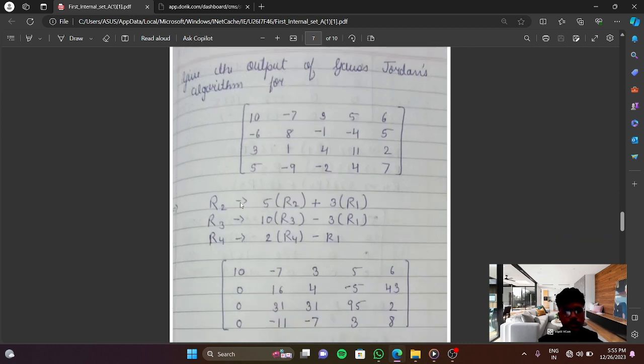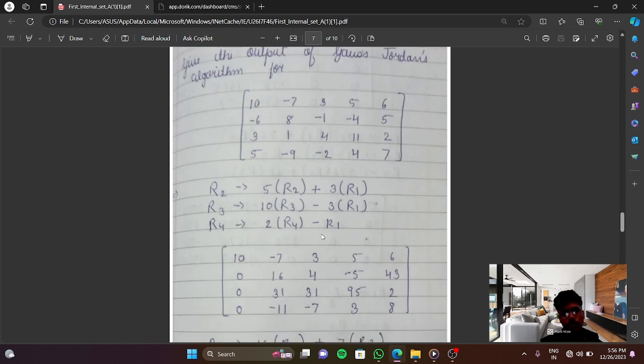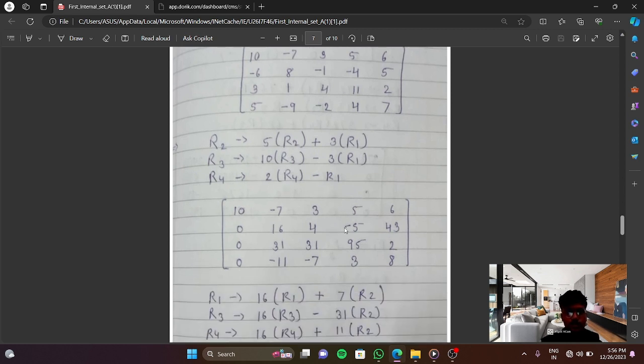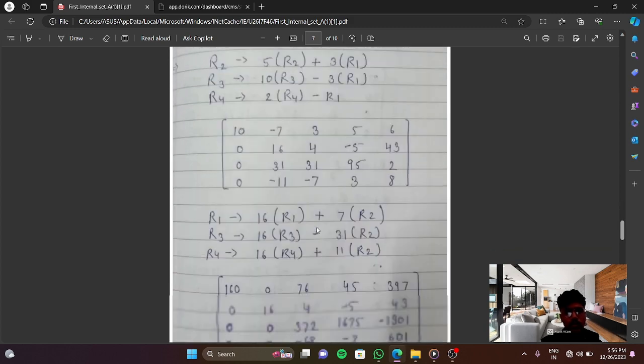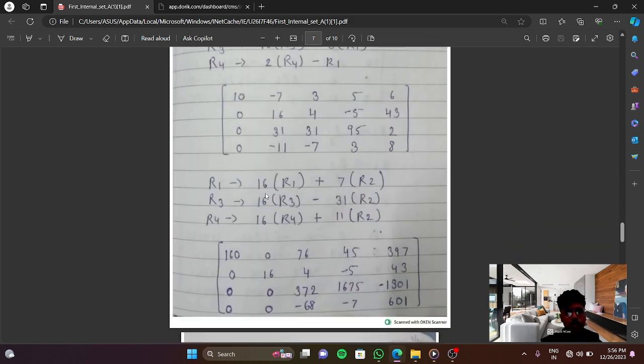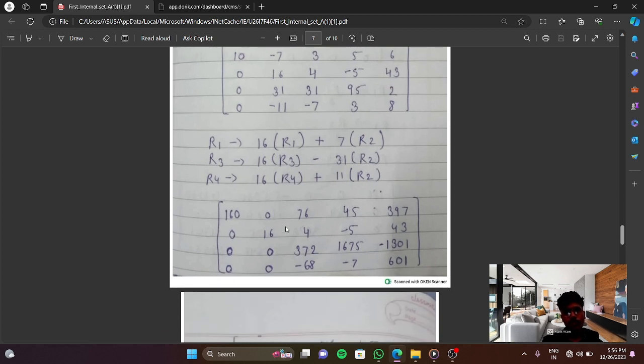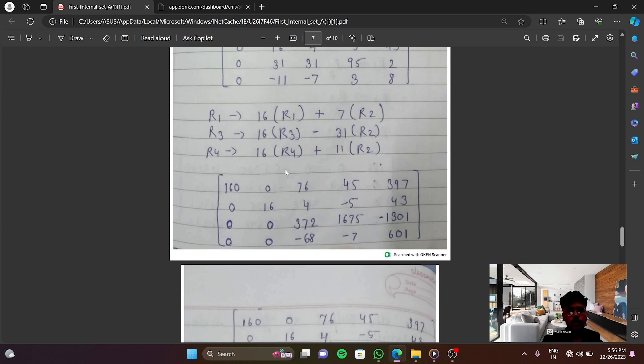Now first we have to solve it. R2 is equal to 5R2 plus 3R1. R3 is equal to 10R3 minus 3R1. R4 is equal to 2R4 minus R1. So we get this matrix. Now again, R1 is equal to 16R1 plus 7R2, R3 is equal to 16R3 minus 31R2, R4 is equal to 16R4 plus 11R2. Now we get this matrix.